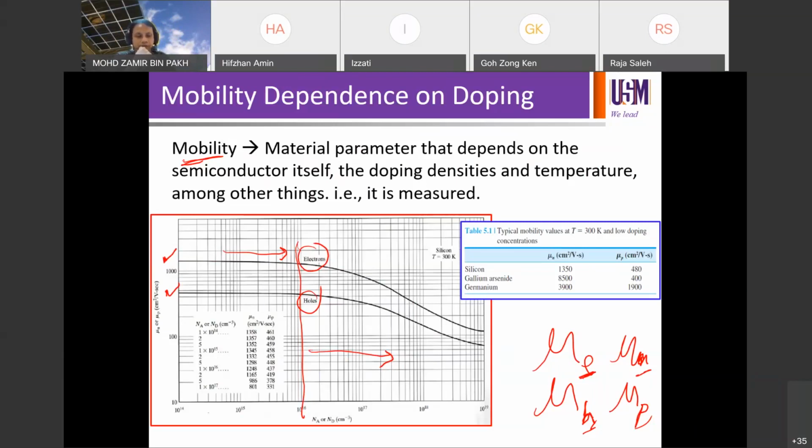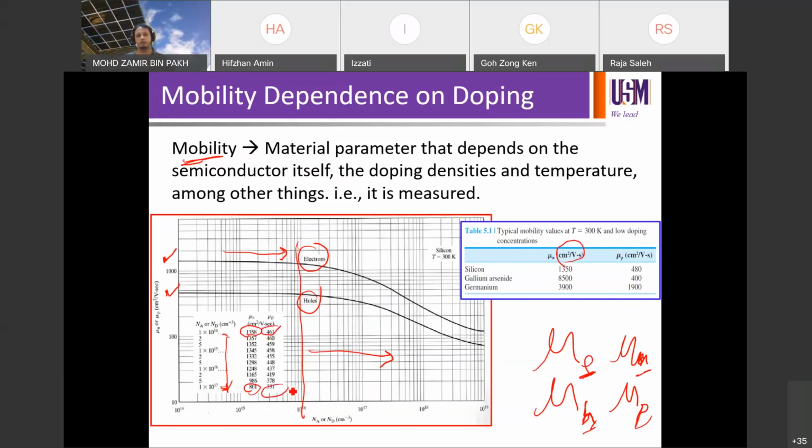For example, if you talk about electrons, then if you dope your silicon at 10 to the 14, your mobility is somewhere around 1358 cm squared per volt second. Okay. On the other hand, if you increase your doping density to 10 to the 17, your mobility is going to drop down to 800 centimeters squared per volt second for electrons. Okay, so the same goes for the hole as well. It drops from 461 to 331.